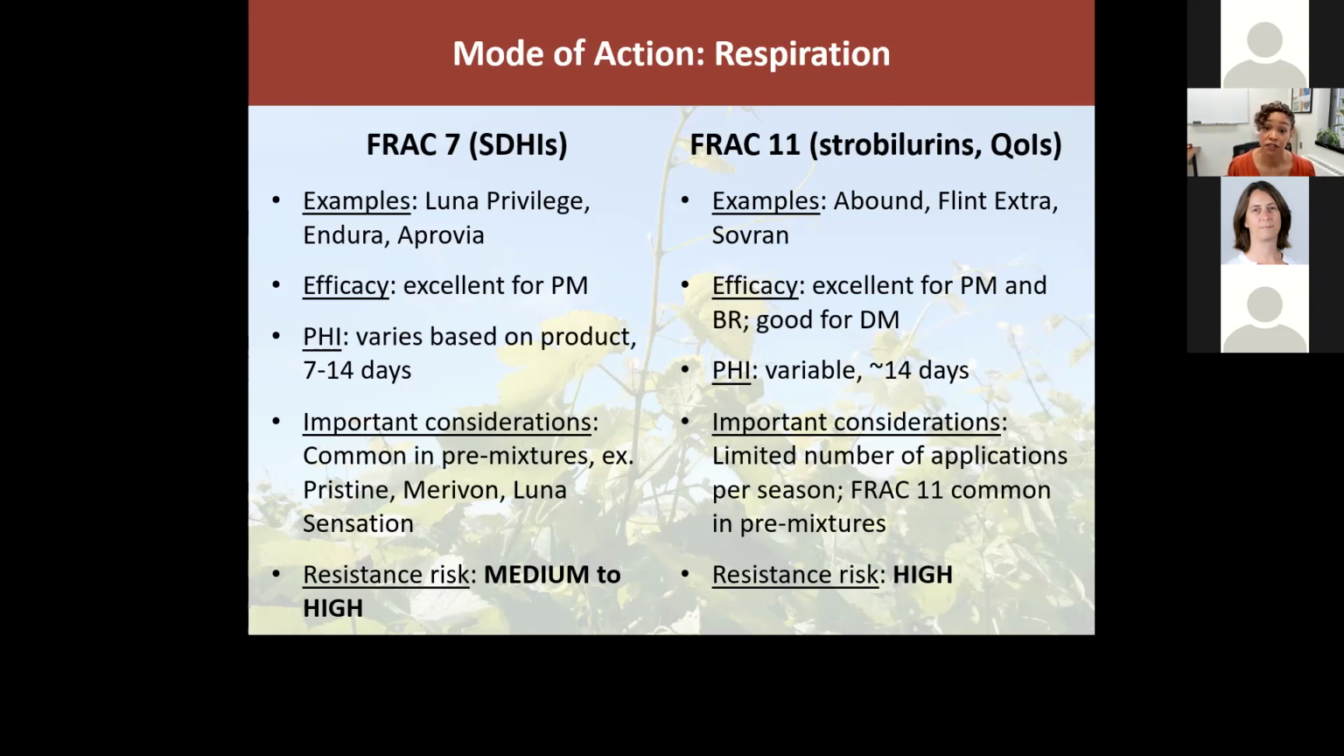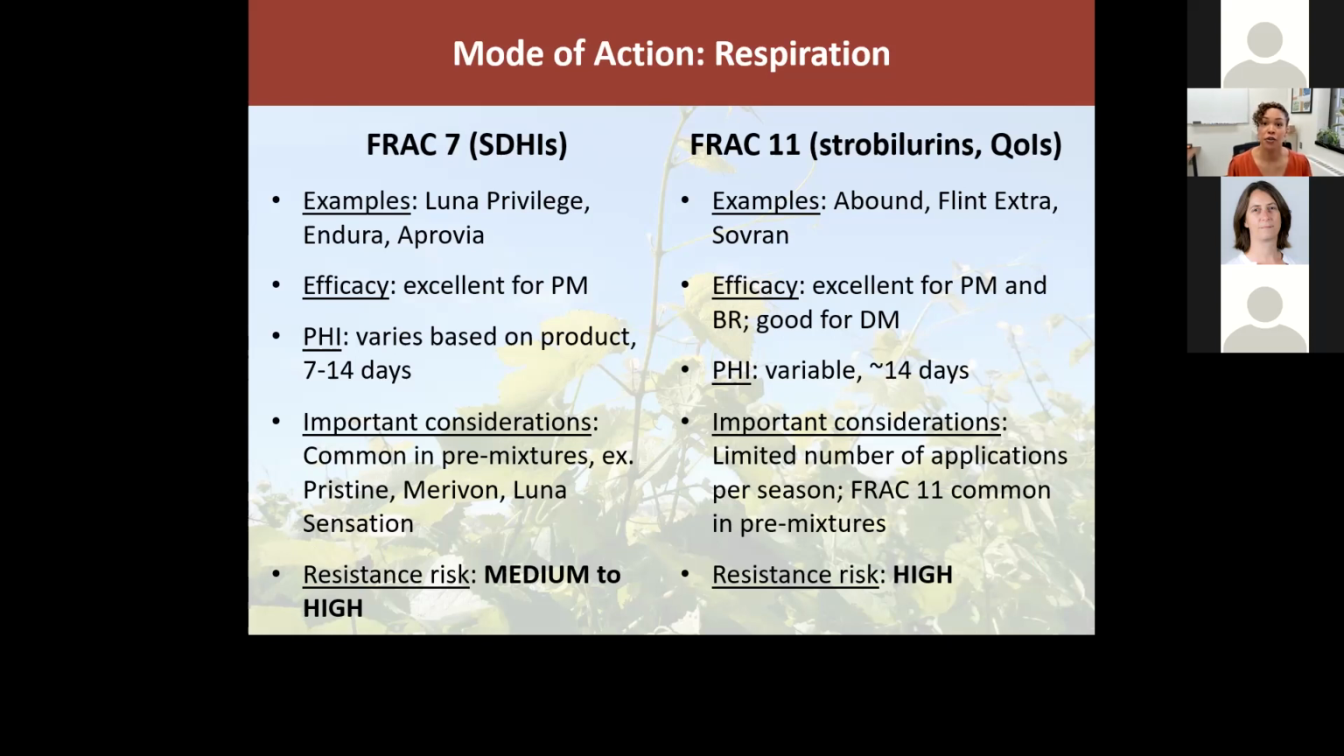These tend to be really good for powdery mildew control. Their PHI does tend to vary based on product, but kind of anywhere between 7 and 14 days. An important thing to keep in mind for FRAC 7 fungicides is that we often find them in mixtures. So if you tend to buy things like Aprovia and Endura and use those, keep an eye out if you have anything like Merivon or Pristine, because those also contain a FRAC 7.